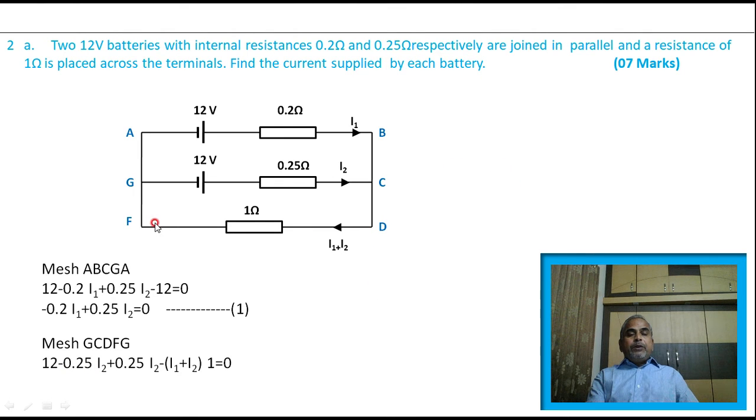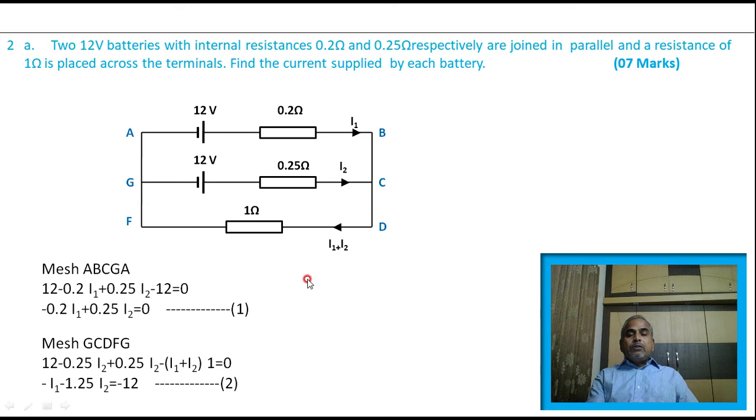Then from D to F, the voltage drop is I1 plus I2 into 1 ohm resistance. You are moving from D to F, the current is also moving from D to F. This drop also you have to take as negative. That is minus (I1 plus I2) into 1 is equal to 0. Then the simplified mesh equation we are getting here is minus I1 minus 1.25 I2 is equal to minus 12. This is equation number 2.